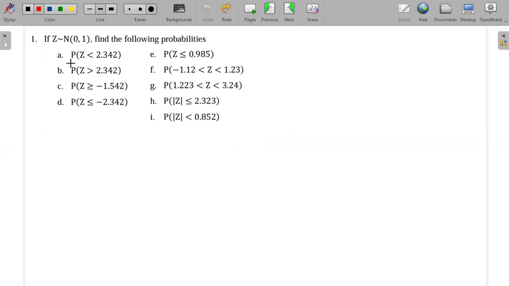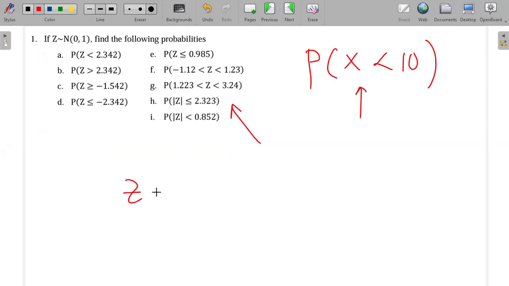But if you're given this in terms of X, for example, if I say X is less than, maybe 10, then we would have to standardize this to take it into the normal distribution. Now Z is equal to the X value that you are given, minus the mean, divided by the standard deviation. So where do you get the mean and the standard deviation? You get them from the distribution that you've been given.